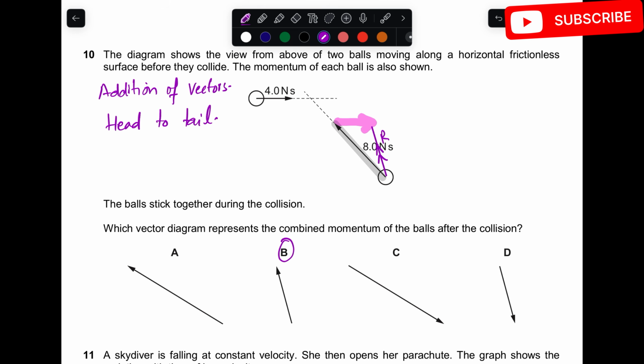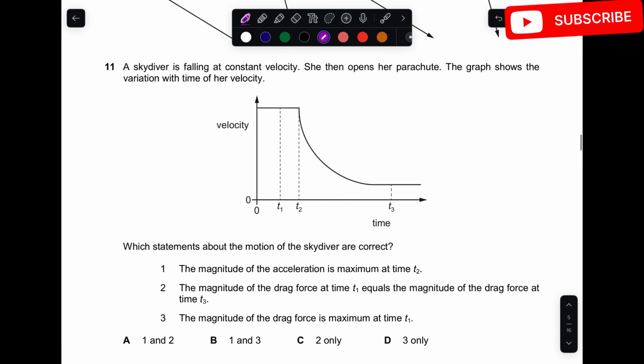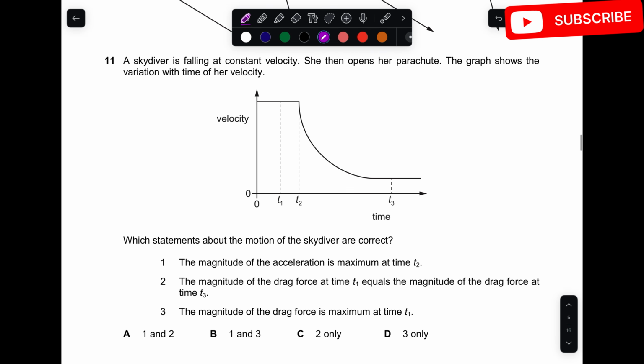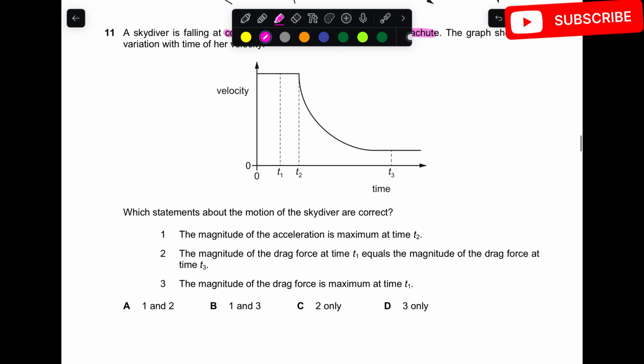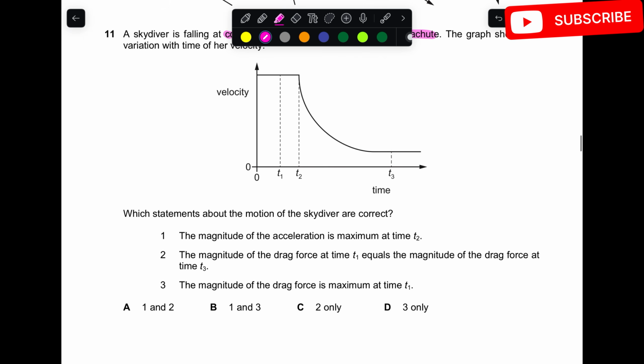Okay, moving forward, question 11. The skydiver is falling at a constant velocity. She then opens the parachute. The graph shows the variation with time of the velocity. Which statement about the motion of the skydiver is correct? The magnitude of the acceleration is maximum at time t2. So basically the slope here is showing the acceleration. So if you see, this is the maximum slope, so this is true. The magnitude of the drag force at time t1 equals the magnitude of the drag force at time t3.